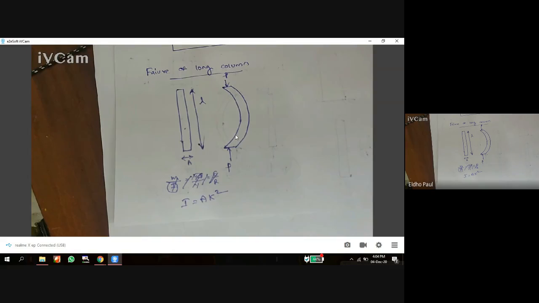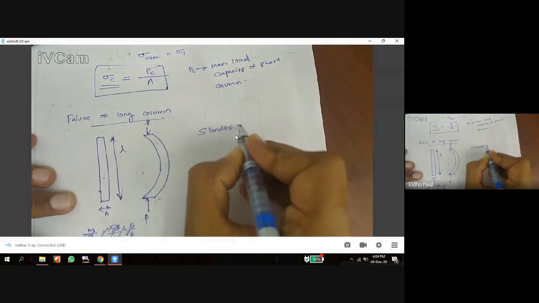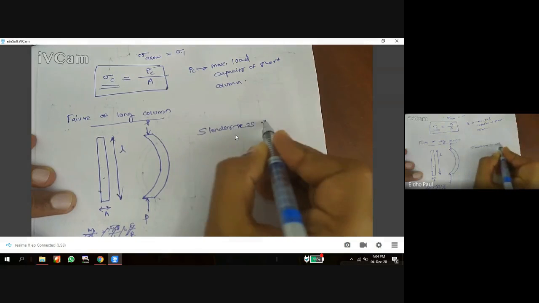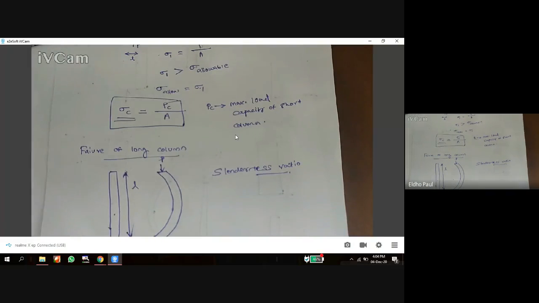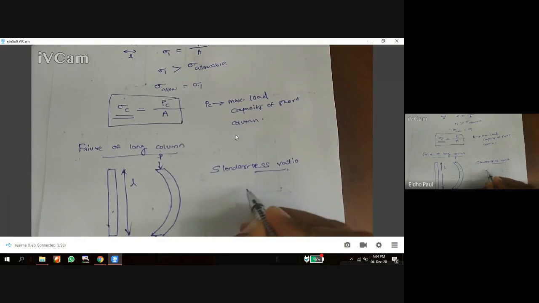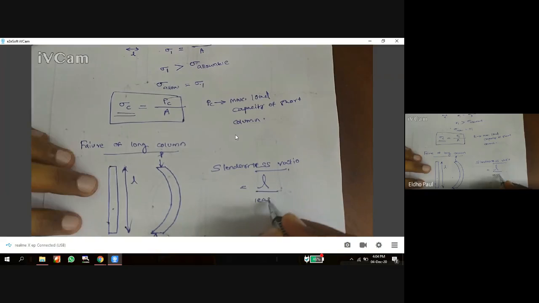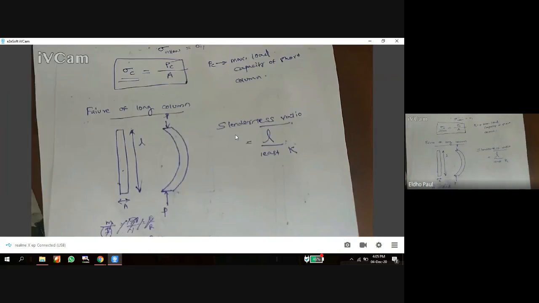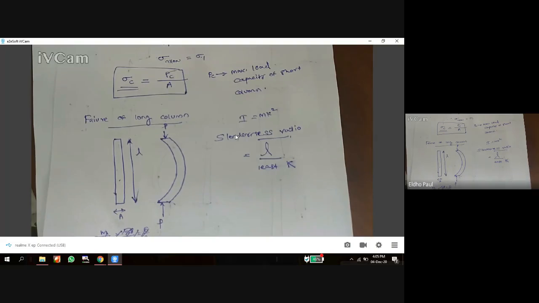So that is the next failure of column, a long column fails by buckling. And we use the slenderness ratio to identify whether these columns are short or long columns. This is the ratio of the length of the column to the least radius of gyration K. I is equal to A K square. What is K? What is radius of gyration?